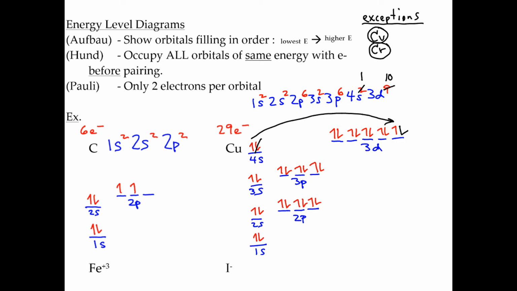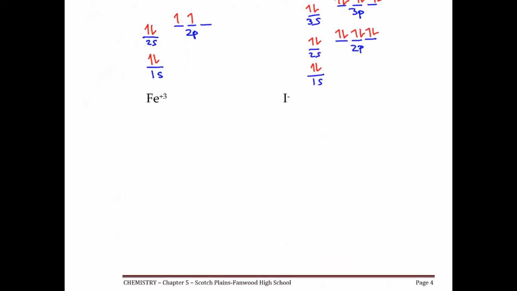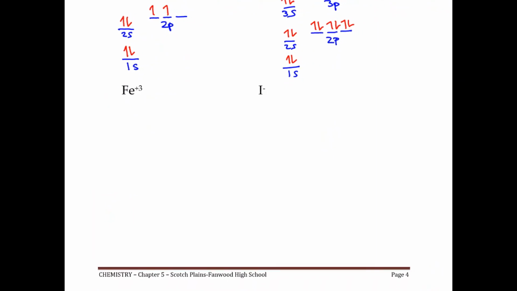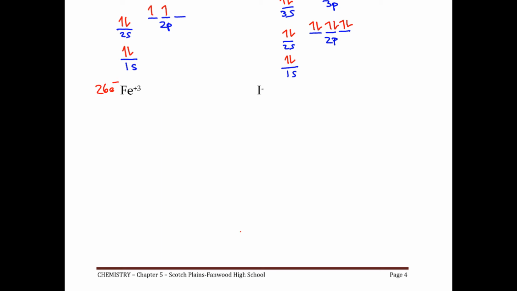Now let's move on to the next one, which is Fe plus 3. Now we have something interesting going on here. We have a plus 3. Remember that plus 3 means you lost 3 electrons. So we're going to forget that for now, and we're going to just do the diagram first with regular iron. So regular iron would normally have 26 electrons. So let's just do 26 for now, and then we'll take away electrons when we're ready.